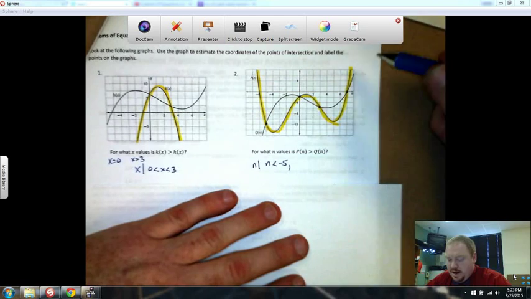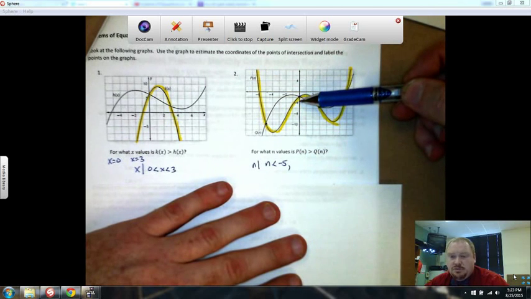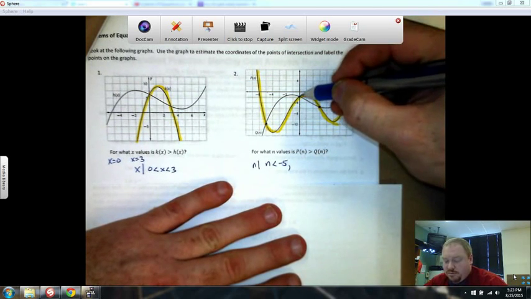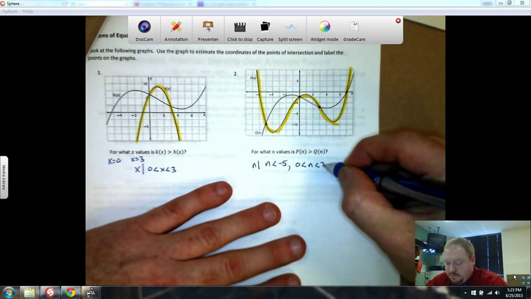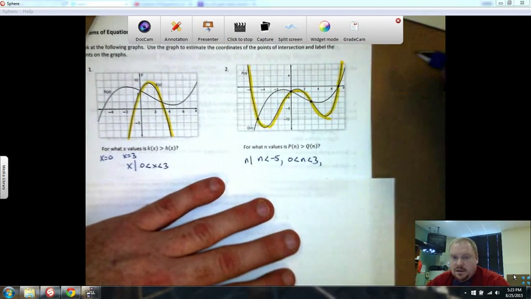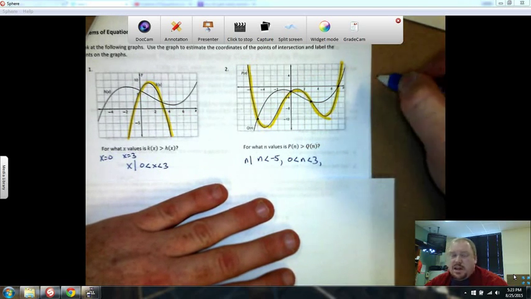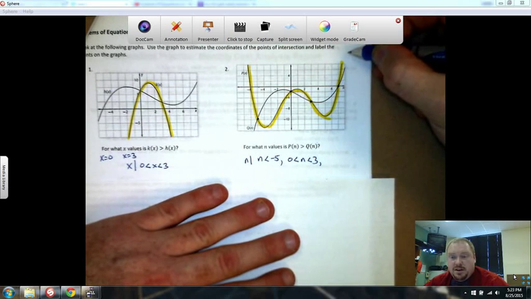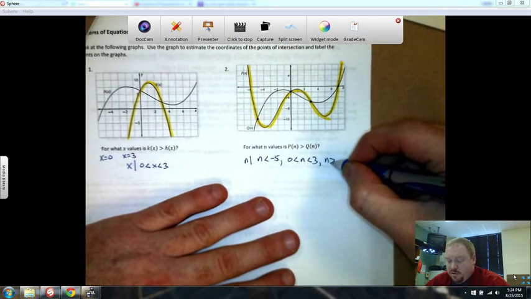Now, in between -5 and 0, the graph is below. I do not care about those points. Now, it goes above here again. So from 0 to 3, it is above. And it's always less than. Now, from 3 to 7, it goes under. So again, we do not care. But from 7 on, it's bigger.